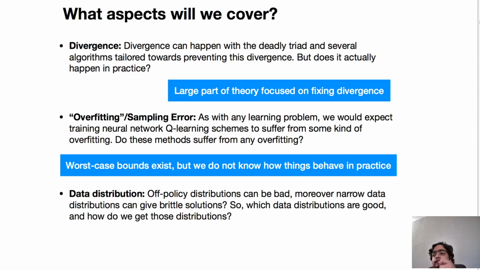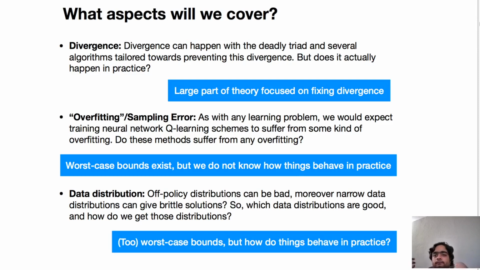Off-policy distributions figure themselves in the deadly triad. So there's still a trade-off. We don't really know whether on-policy distributions are really good. So which distributions are good, and how can we get those distributions? That's one more question that we'll talk about.